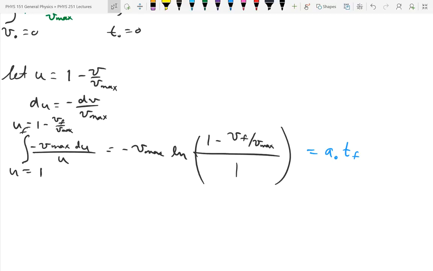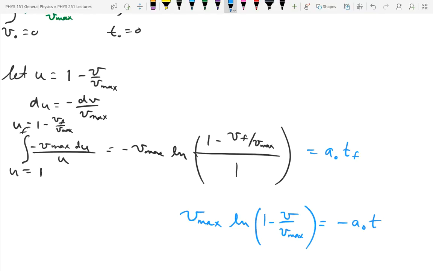So I wanted to find my speed as a function of time. VF is my speed at my final time. So I'm just going to drop off the F's, and I'll have, I'm going to move the minus sign across. So I drop the F's. And I have that equation. How do I solve it for V?